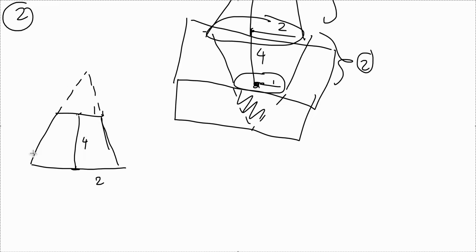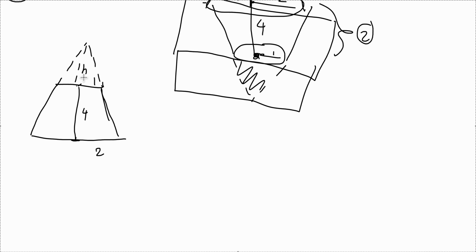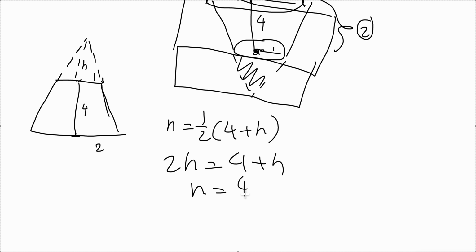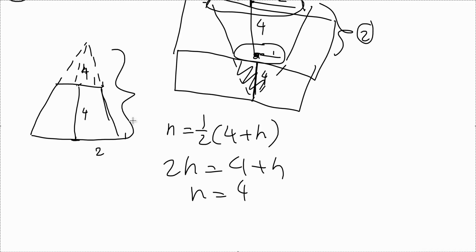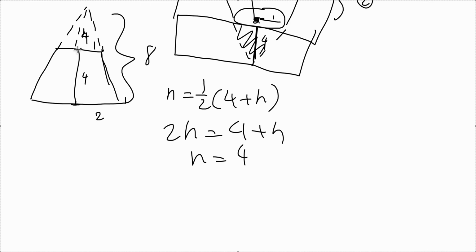So what we know is that this smaller triangle is half of this entire bigger triangle. So if I call this h, we know that h is half of this entire thing, so 4 plus h. So 2h equals 4 plus h, so h equals 4. So this height right here is 4. Now that we know the entire height of this is 8, we can use the volume of a cone to calculate that.